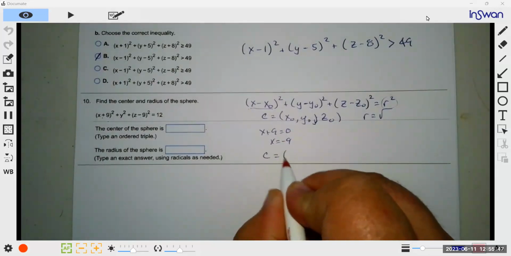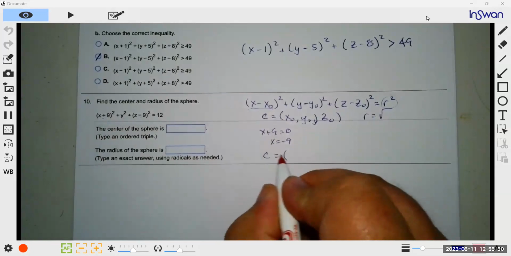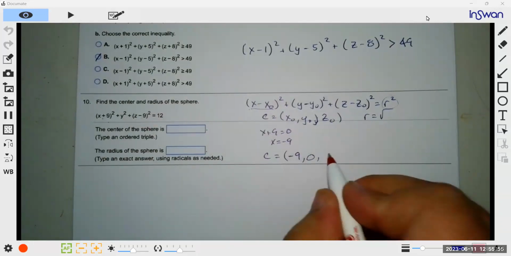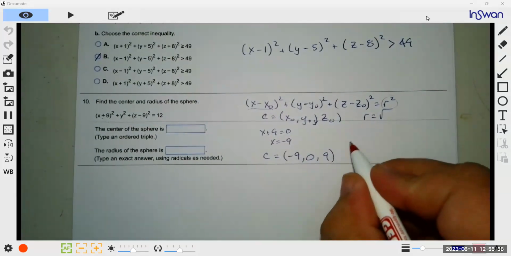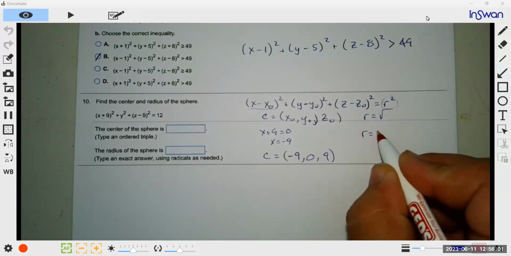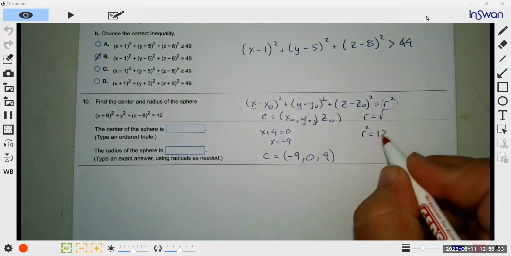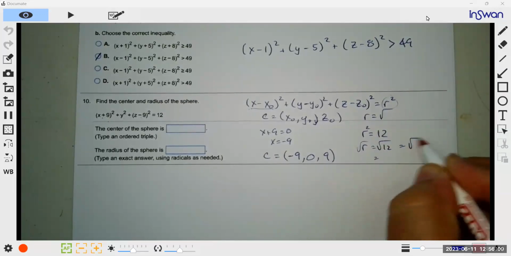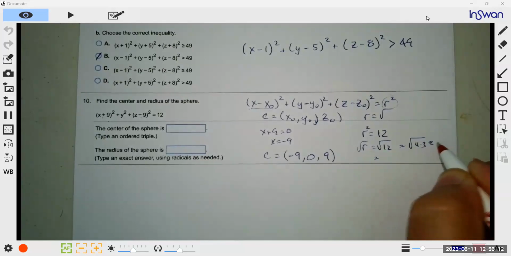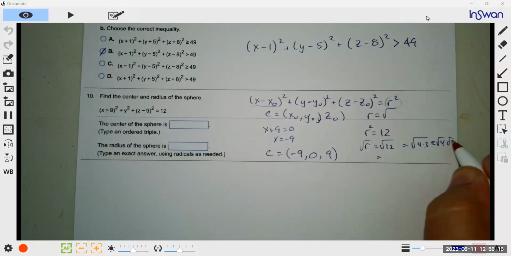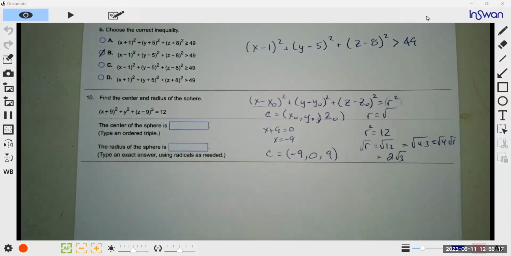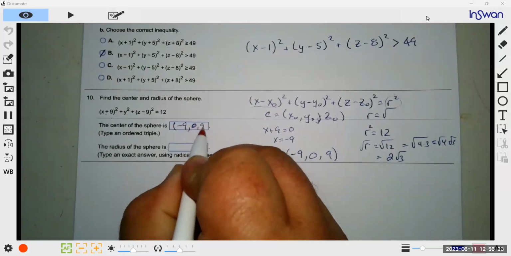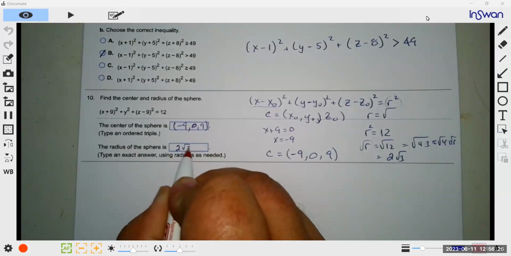So the center, since that's a positive 9, it's got to be -9. There's nothing there, so it's 0. It's -9, so it's positive 9. And the radius, since it equals 12, r squared equals 12, square root both sides. This is 4 times 3, square root of 4, square root of 3, 2 radical 3. So the center is at -9, 0, 9 and the radius is 2 radical 3.